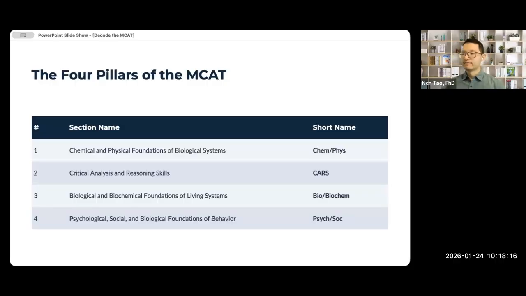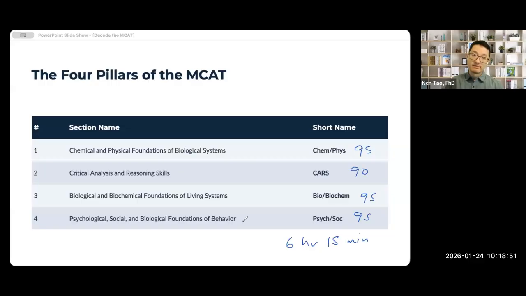Now, the MCAT is a very long exam. The science sections, ChemPhys, Biochem, and Psych-Soc, are each 95 minutes long, and the CARS section is 90 minutes long. All right, and let's just try to put this in perspective. If the ChemPhys section is 95 minutes, CARS is 90 minutes, Biochem is 95 minutes, and the Psych-Soc section is 95 minutes, that means the total testing time is 6 hours and 15 minutes.